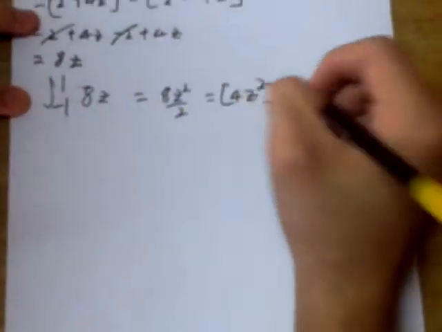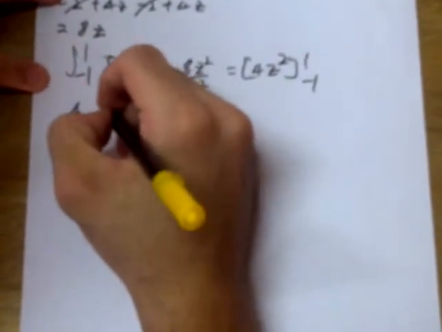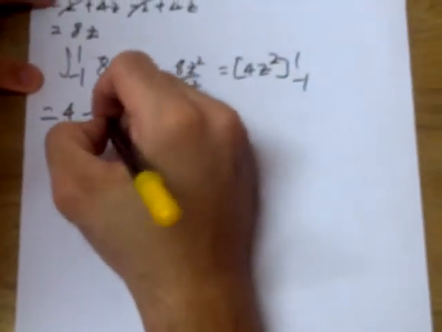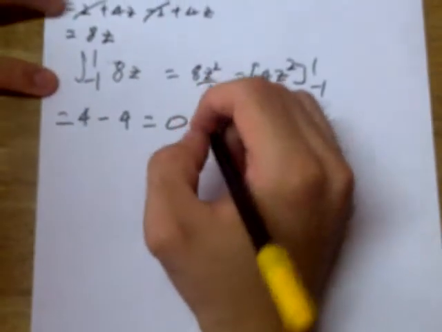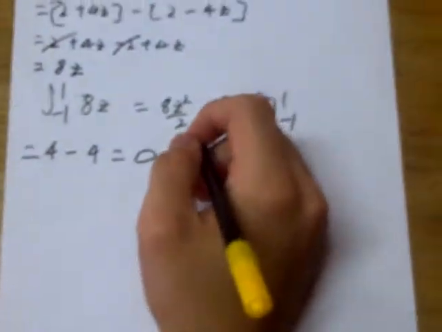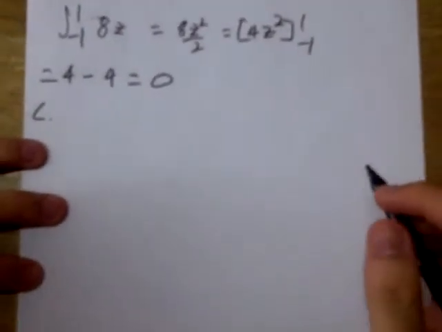So between 1 to -1, so 4 minus 4, it becomes 0. So the answer for part B is equal to 0. The time to solve part C, the last question.